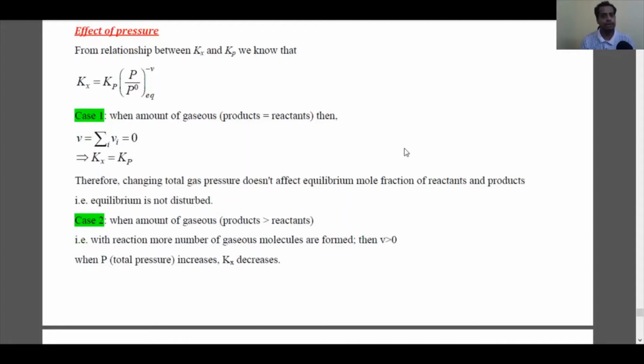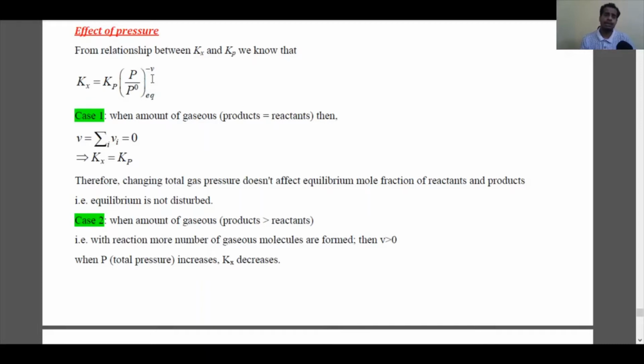Before understanding the effect of pressure, we have studied the relation between equilibrium constant in terms of mole fraction and equilibrium constant in terms of pressure. The relation is: Kx equals Kp into (P over P0) raised to the power minus v. P is the total pressure of the equilibrium system, and P0 is any reference pressure, the standard state pressure.